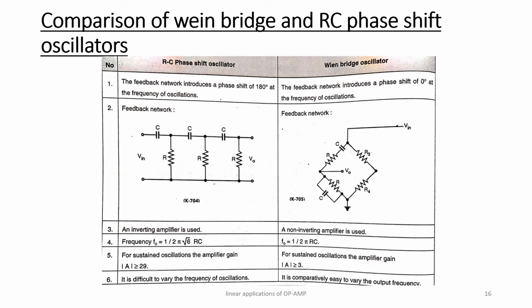Third, an inverting amplifier is used. In the Wien bridge, a non-inverting amplifier is used. Frequency of oscillation for RC phase shift is 1 upon 2 pi root 6 RC, and for Wien bridge it is 1 upon 2 pi RC. For sustained oscillation, the amplifier gain is greater than or equal to 29, but for Wien bridge it is greater than or equal to 3. It is difficult to vary the frequency of oscillation in the RC phase shift oscillator, but it is comparatively easy to vary the output frequency for the Wien bridge oscillator.